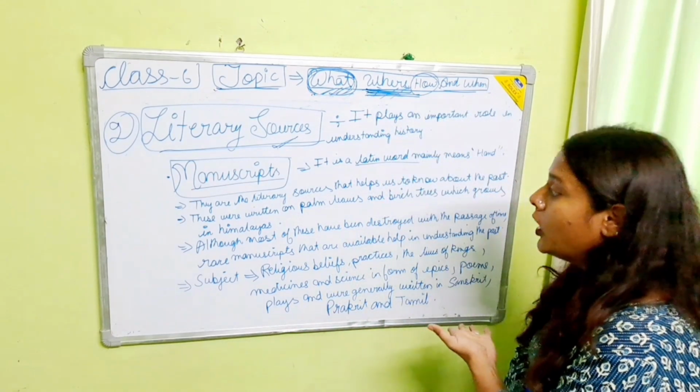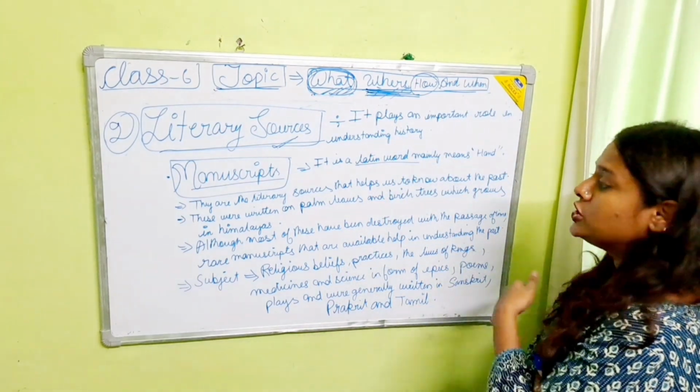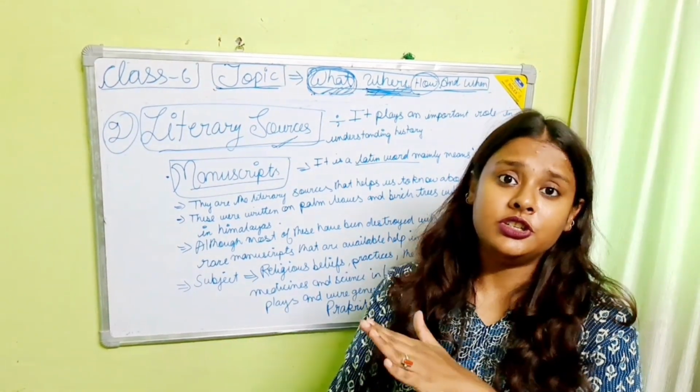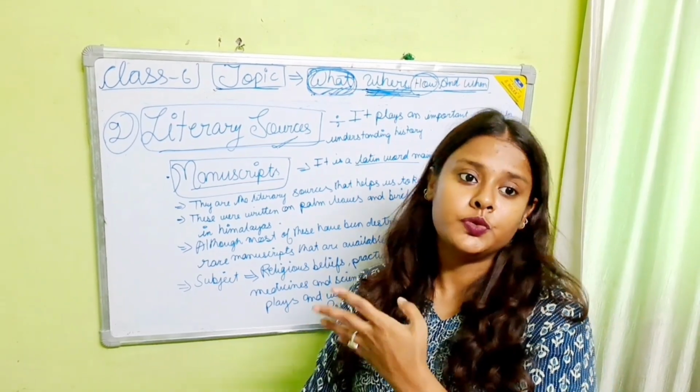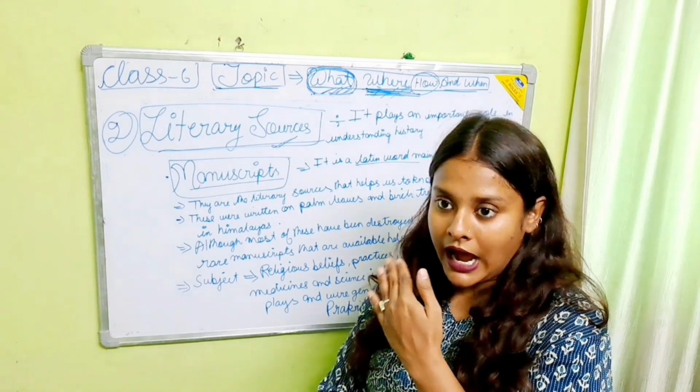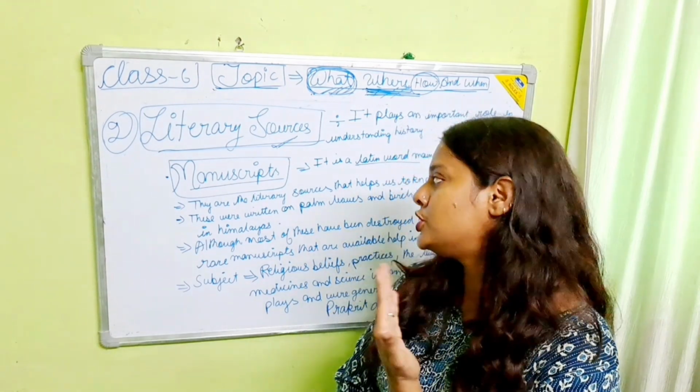They were written on palm leaves and birch bark, from the birch tree which usually grows in the Himalayas, whereas inscriptions were written on hard surfaces such as metal or stones.